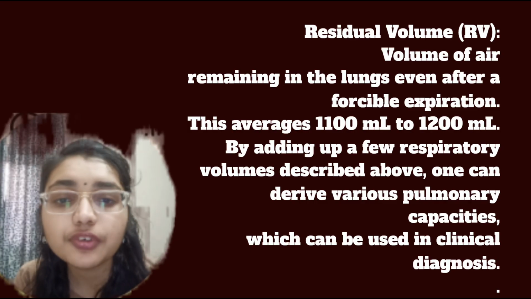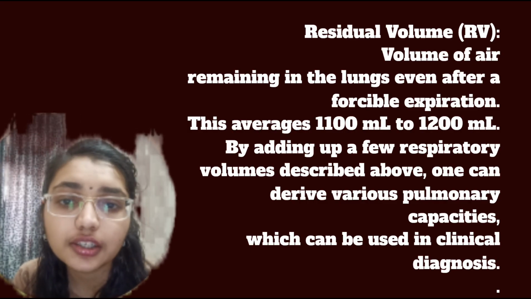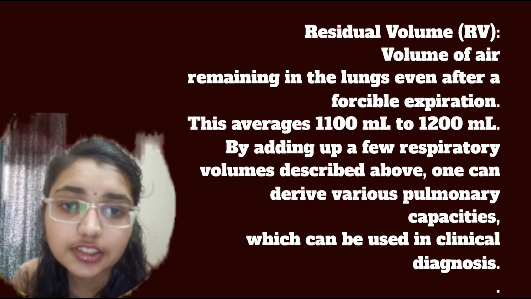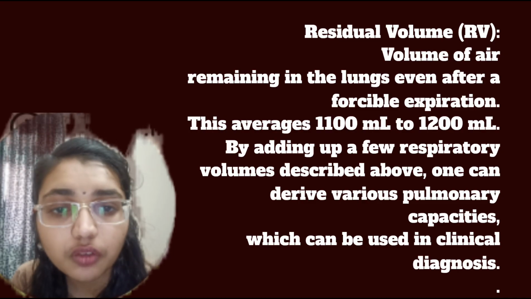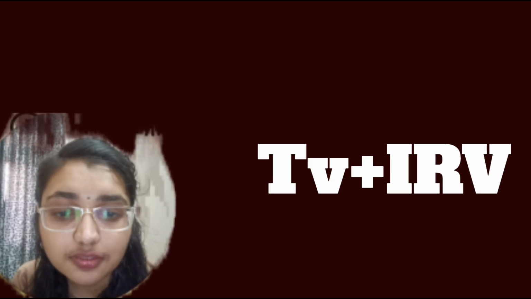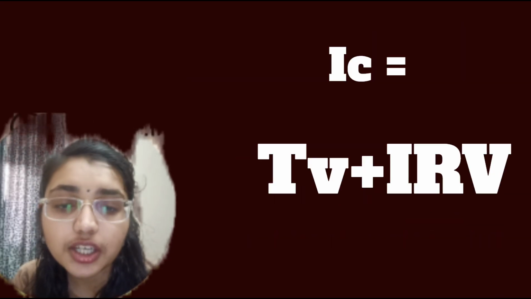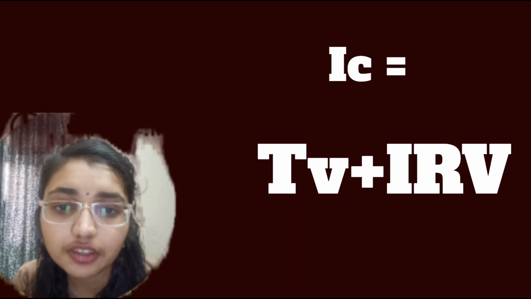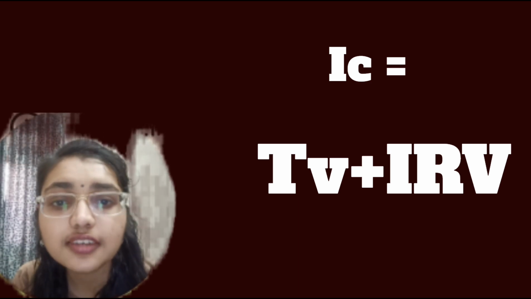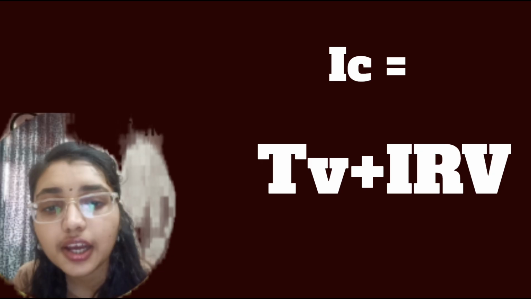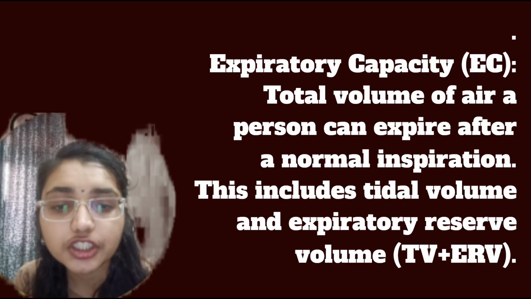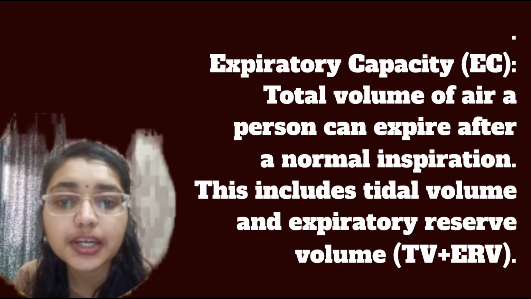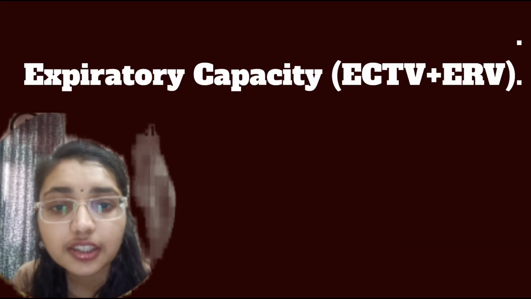By adding up a few respiratory volumes described above, one can derive various pulmonary capacities which can be used in clinical diagnosis. Inspiratory capacity is the total volume of air a person can inspire after a normal expiration, and this includes the tidal volume and inspiratory reserve volume, that is TV plus IRV. IC is equal to TV plus IRV. Whereas expiratory capacity is the total volume of air a person can expire after a normal inspiration, and this includes the tidal volume and expiratory reserve volume, that is TV plus ERV.